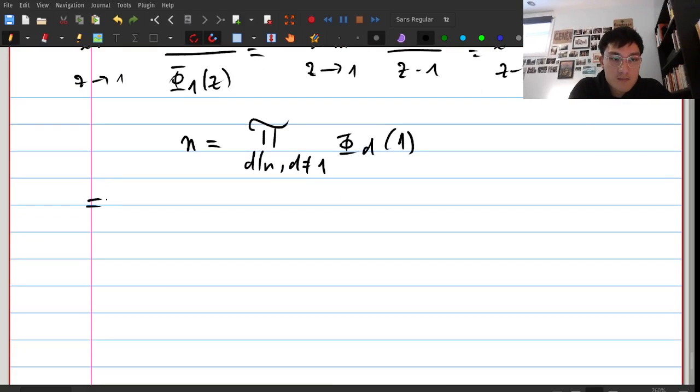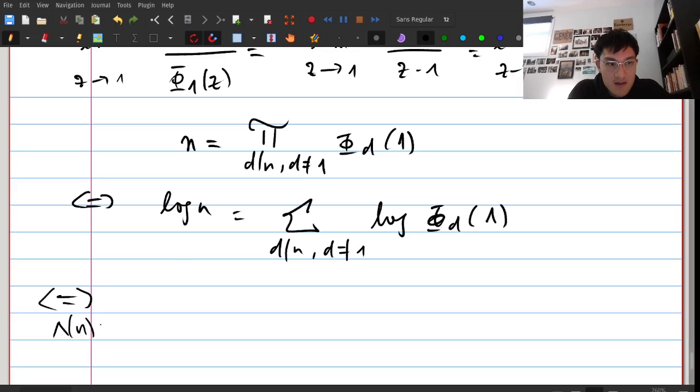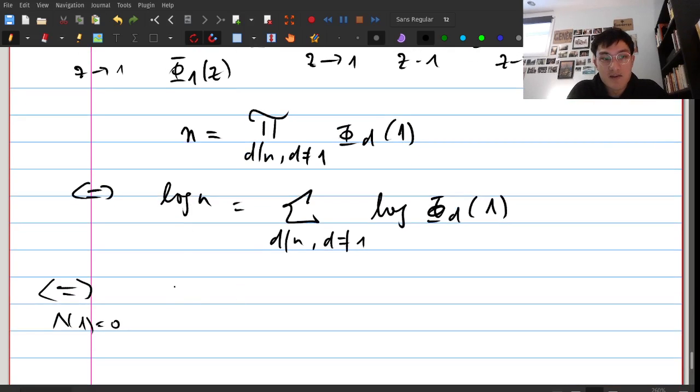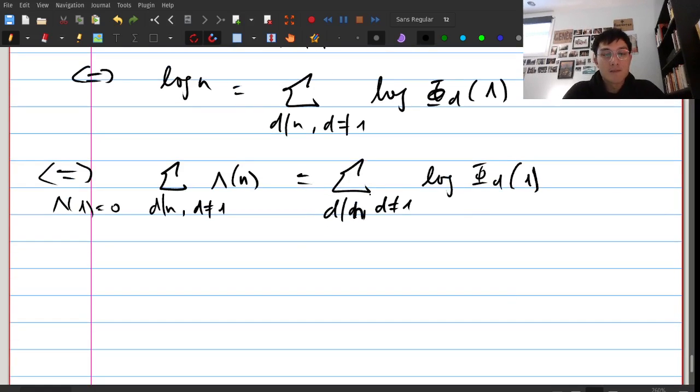Now we take the log of both sides, and you get the sum over d dividing n, d not equal to 1, of log phi_d. So the product turned into a sum. Now since lambda of 1 equals 0, the sum we saw for log n, the sum over all d dividing n of lambda of d, is actually the sum over d dividing n, d not equal to 1, of lambda d. Lambda of 1 is 0 because 1 isn't divisible by any prime, let alone prime powers.